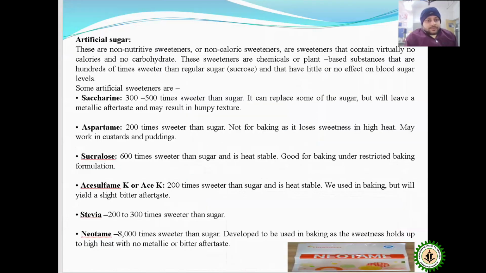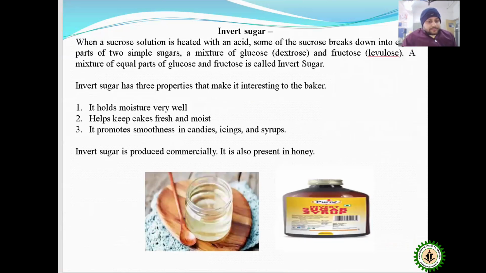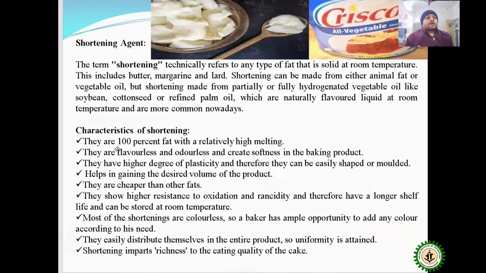So after the regular sugar, there are some artificial sugars we also add in different bakery items. There are different examples of artificial sugar, for example aspartame, sucralose, acesulfame K, stevia, neotame. These are the artificial sugars we add for bakery items. Now, invert sugar is one type of sugar, and we use this type of sugar for many kinds of bakery products.